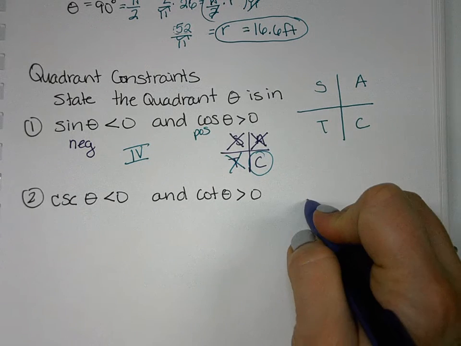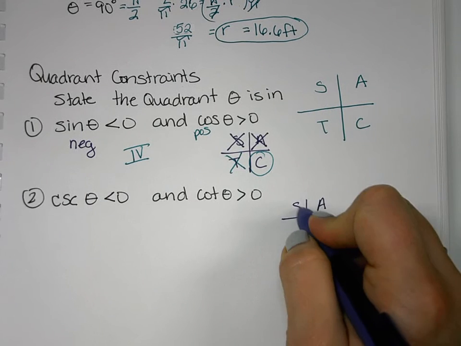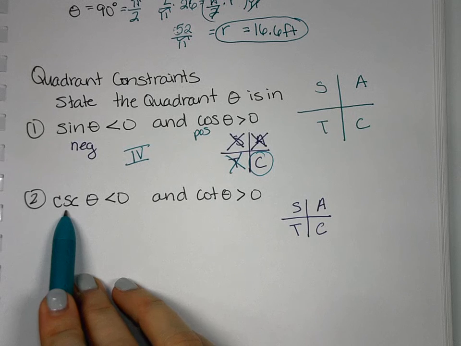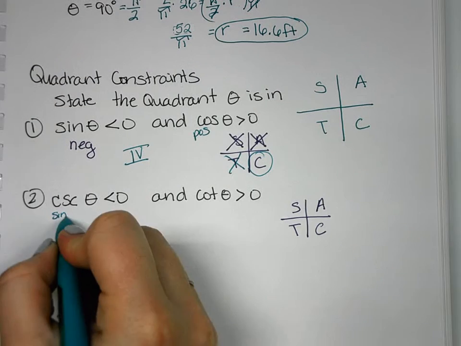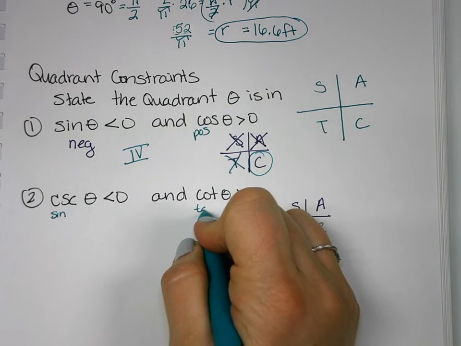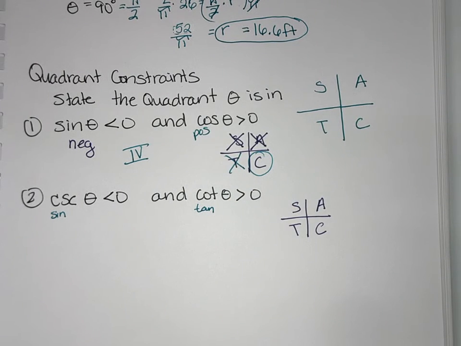So just like before, I'm going to write out my "All Students Take Calculus" so that I can eliminate the things I know I can eliminate. This one needs us to remember that cosecant and cotangent, even though they're inverses, follow the same positive-negative patterns as their inverse. So cosecant, which is the reciprocal of sine, is going to follow the positives and negatives of sine. Cotangent, which is the inverse of tangent, will follow the same positive negatives as tangent.